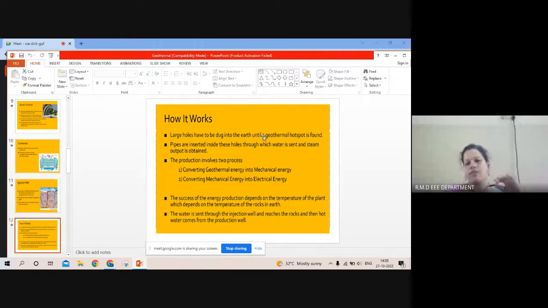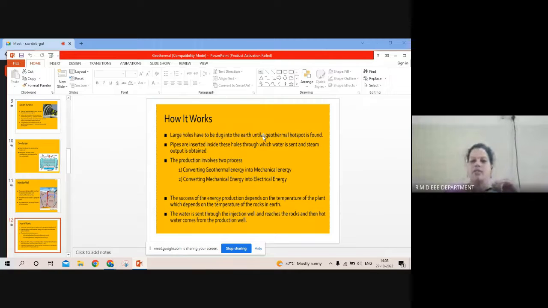So here, the conversion process involves two stages. First, by means of the Earth's heat, the water is converted into steam. That is, the geothermal energy is converted into steam, and then the steam in turn drives the turbine. So converting the geothermal energy into mechanical energy occurs in the first step. Then converting the mechanical energy into electrical energy occurs in the next step by means of the generator.